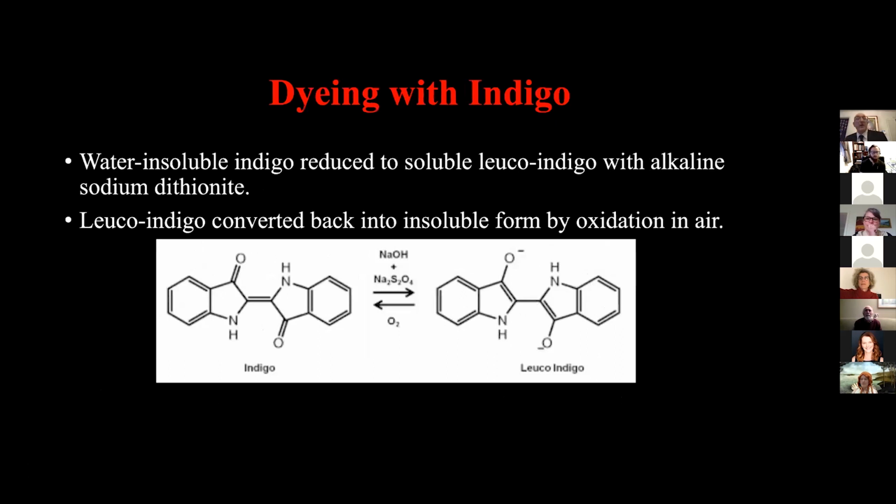So when we want to dye something, we put it in an alkaline reducing bath of sodium dithionite typically, and we go from the blue indigo to the leuco water-soluble indigo, and then hang it out in the air. It oxidizes from the oxygen, and we get our beautiful blue, as seen. So that's it for me.